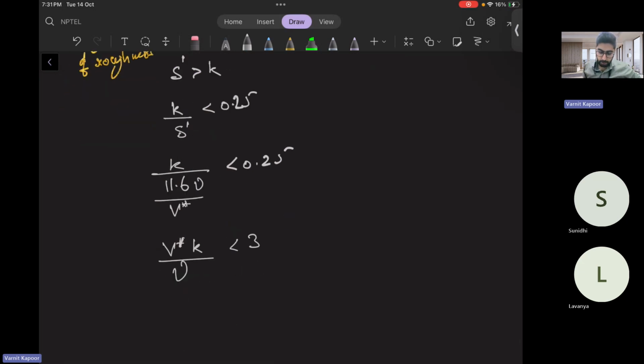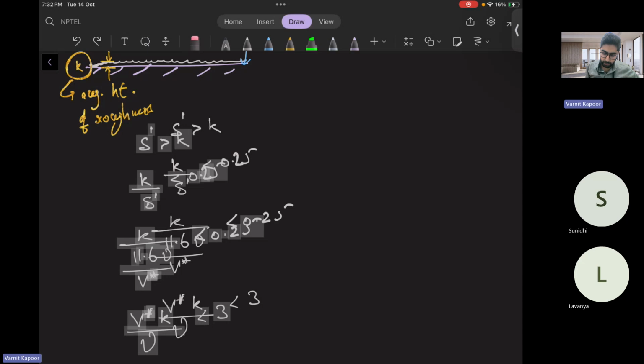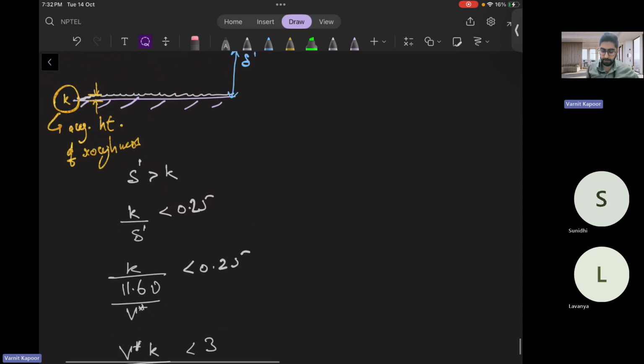It is nothing but like Vd by nu, your Reynolds number. V star into K by nu is your relation for defining a smooth surface. You can have an analogy to remember: instead of the characteristic length in the Reynolds number, it is K this time, that is your average height of the roughness. I know it is sometimes difficult, but if you see it once again, all these relations will make sense to you and will be very easy.